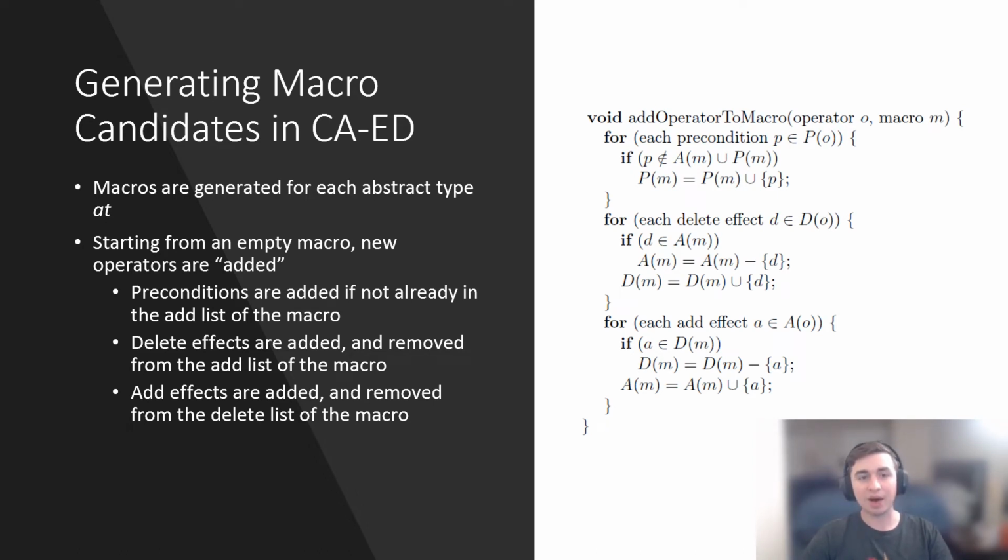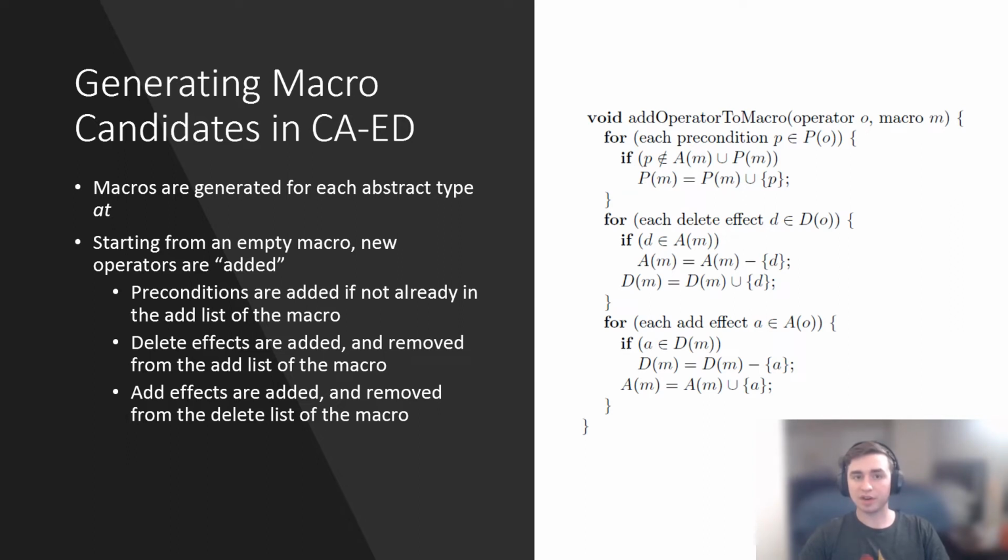Now I'm calling these macro action candidates instead of just macro actions because after this step, these candidates are filtered out into the useful set of macro actions. First, we generate an empty macro for each abstract type AT. Then, new operators are added to this macro. The space of operators starts out with one operator for every primitive action given in the initial domain description.